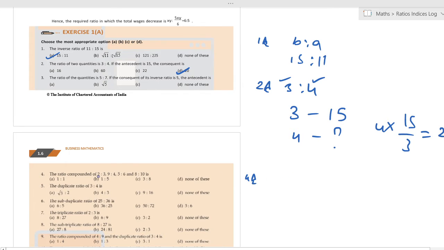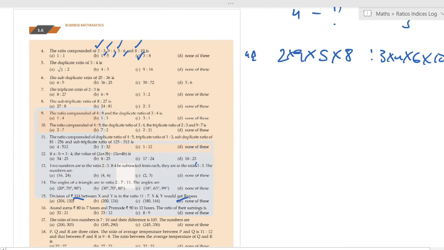Okay, so what are the antecedents here? Numerators 2, 9, 5, 8. 2 into 9 into 5 into 8 is to 3, 4, 6, 10. 3 into 4 into 6 into 10. Okay guys, you can solve it. I am not solving everything. I am just only trying to tell you how to solve the problems.